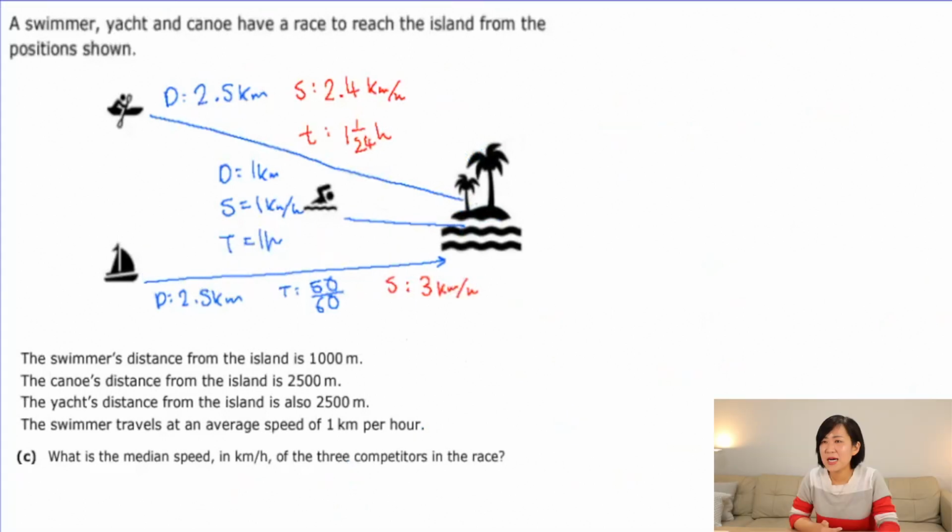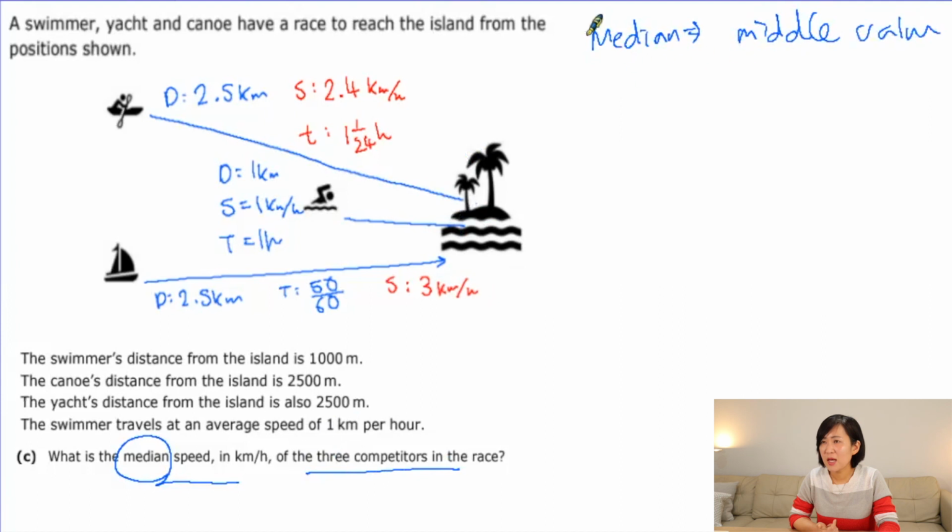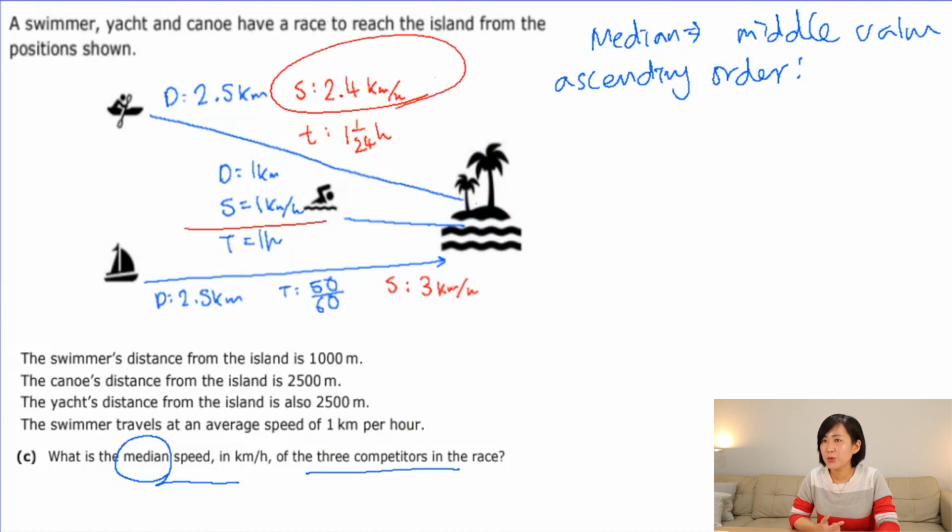This is our final question. Now we need to find the median speed in kilometers per hour over the 3 competitors in the race. So we've got a swimmer, canoe, and yacht. You need to find the median. What is the median? Median is a type of average. That is the middle value of the data when you organize your data in ascending order. So you need to put your speeds into ascending order.